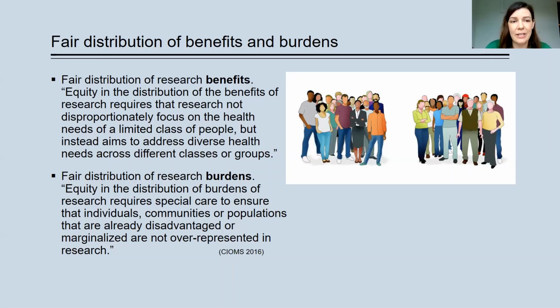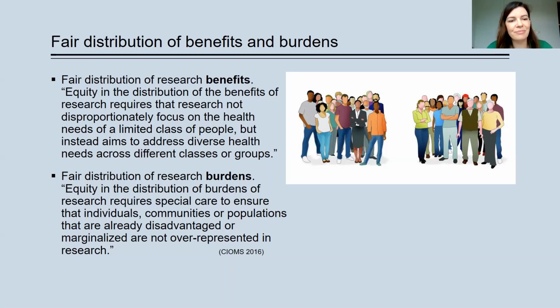So again, citing CIOMS, in relation to the fair distribution of research benefits, they require that equity in the distribution of the benefits of research requires that research not disproportionately focus on the health needs of a limited class of people, but instead aims to address diverse health needs across different classes or groups. So historically, at least through one phase of research history, research focused predominantly on the needs of middle-aged white men and excluded ethnic minorities, as I've said, older people, women, and often children. So that's problematic because it means that the benefits of research aren't being fairly distributed within the community.